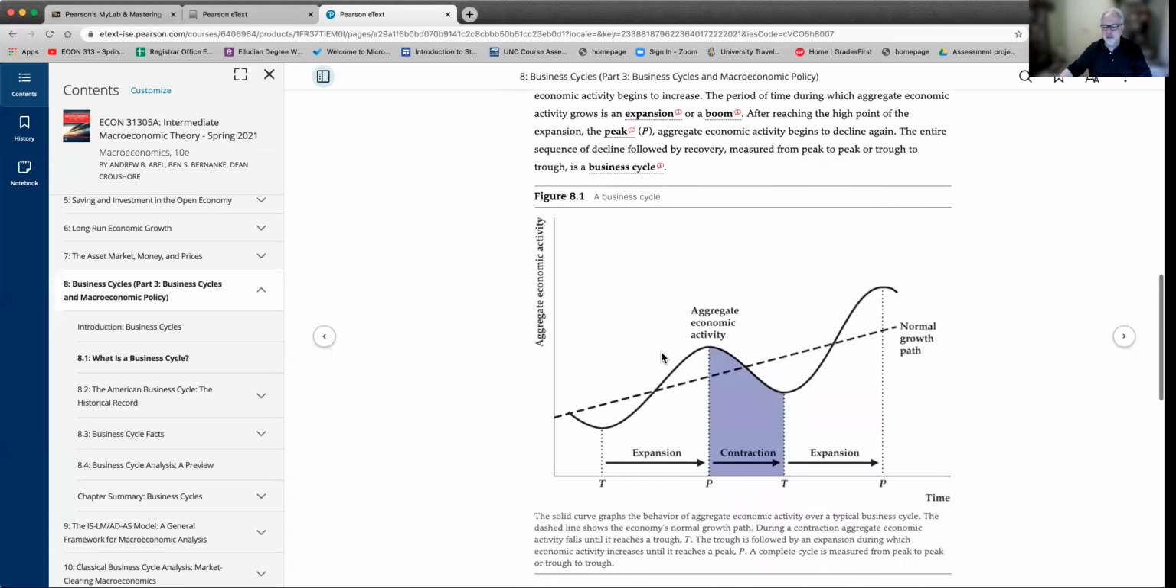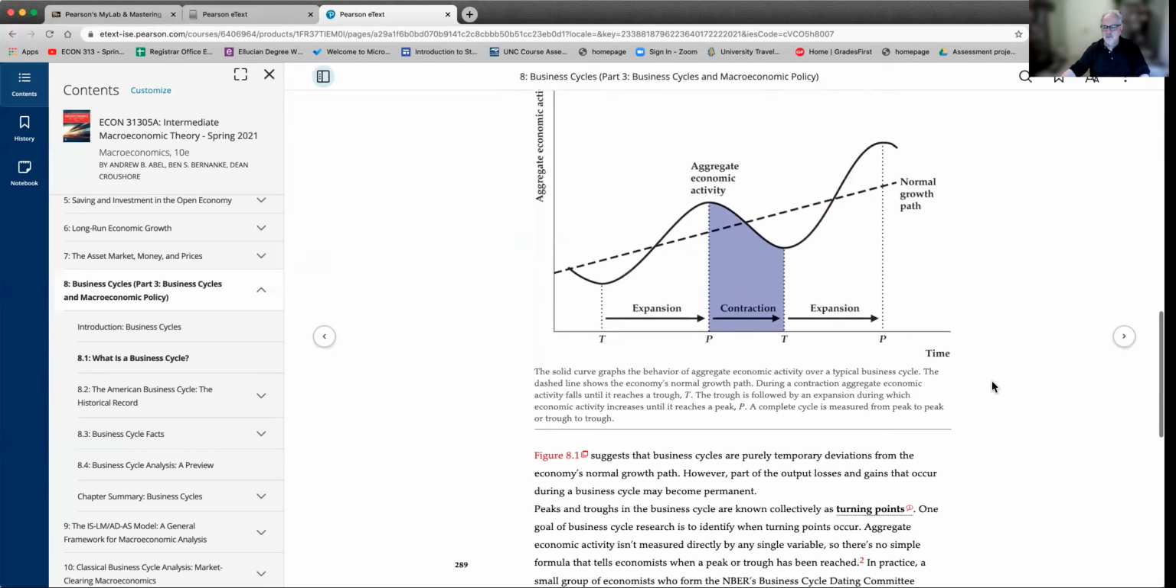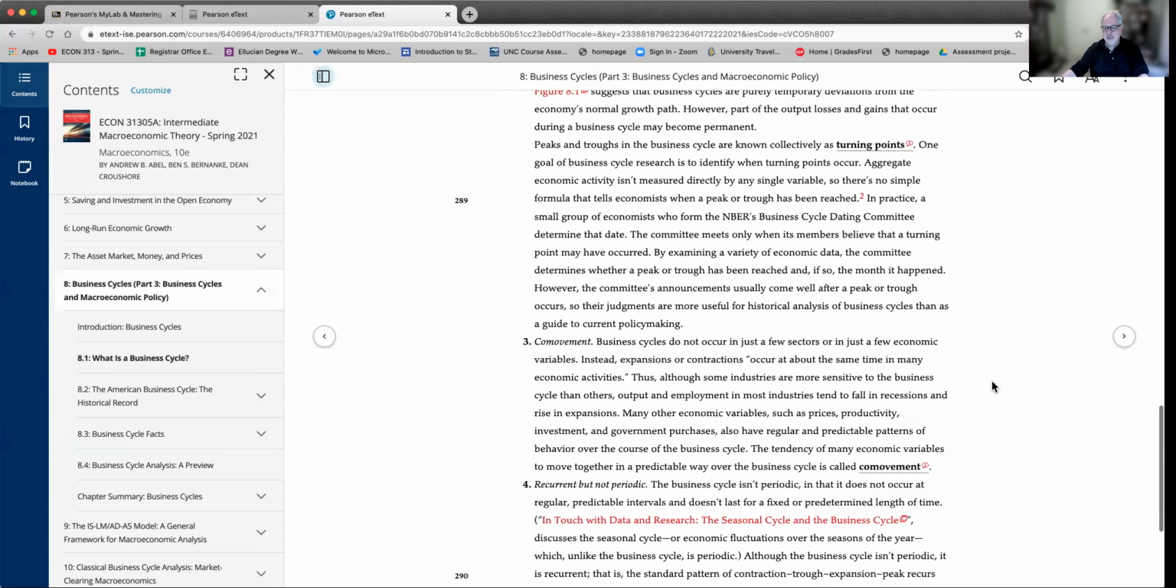And so this is a stylized picture of what we're talking about here. Here would be the growth path, say, of real GDP over time. And the actual economy, right? Aggregate economic activity. Oftentimes we use real GDP, but it doesn't have to be that. It is fluctuating around that long run growth, right? And so we have periods of expansion in the economy, followed by contractions, again, followed by expansions, right? Ups and downs. So those are what we call business cycles, right?